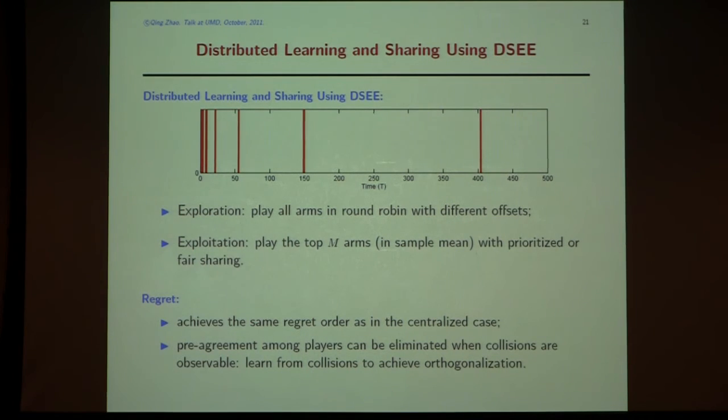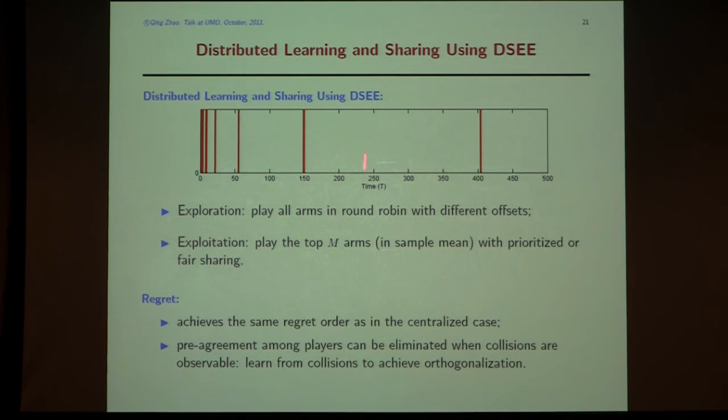We pick the top M in terms of sample means. So in this case, collisions will happen because our top M may not be the same. You observe a different sample mean, I have a different sample mean. It's a random variable. So even though we have different offsets, collisions may happen. But we can show it won't affect the regret order. So what we have shown here is you can achieve the same regret order as in the centralized single player case. You can still achieve log regret. That's the best one can get even in a centralized scenario.